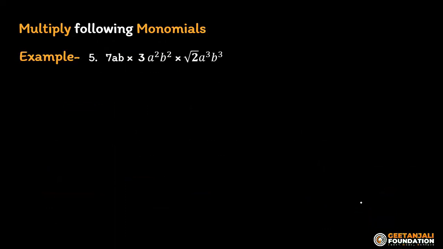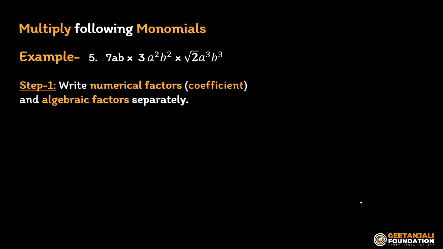Now the next example: 7ab times 3a square b square times root 2 a cube b cube. Here we are multiplying three monomials. Whatever the number of monomials you are multiplying, the rules are going to be the same. First step, we have to separate numerical factors and algebraic factors. So I will take 7, 3 and root 2, and write 7 times 3 times root 2.